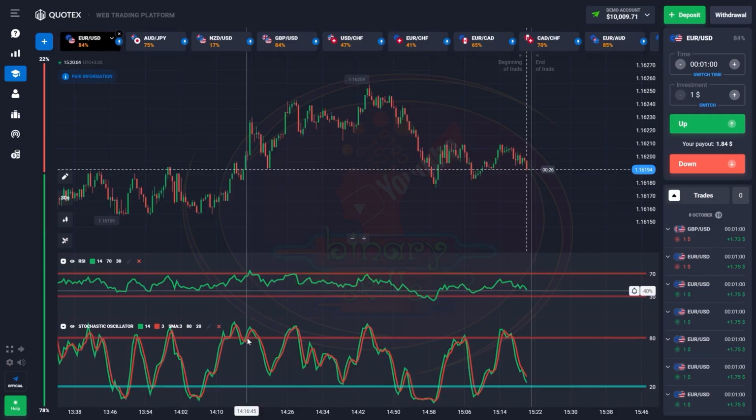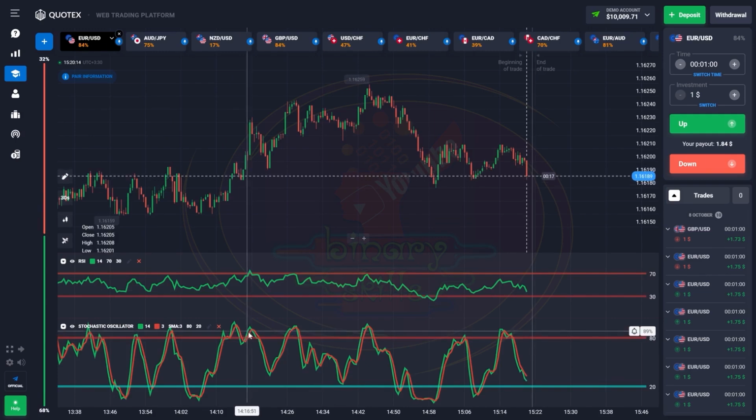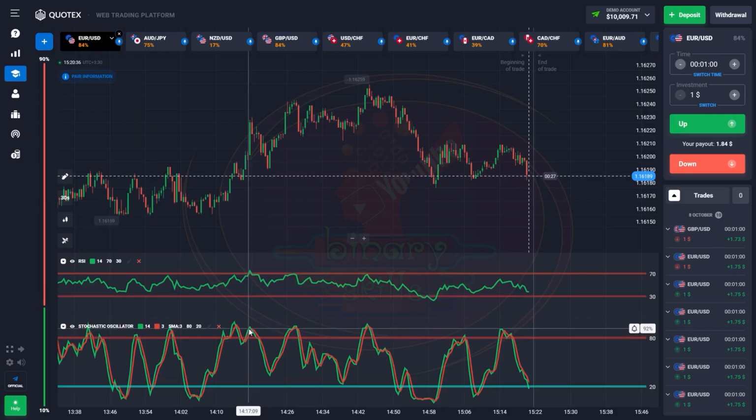right here. Now for the opposite example, in an overbought situation, you can see here that the stochastic shows both of its lines above the 80 level, indicating overbought conditions. This means the price has gone up significantly, and there's a high probability that it will reverse. Overbought and oversold signals tell us that the price has likely moved too far in one direction and might reverse soon.